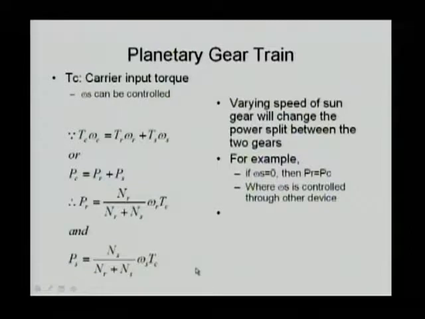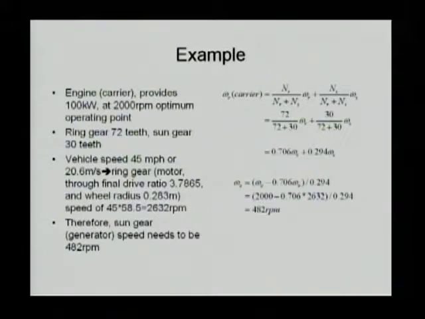So sun gear power plus ring gear power is equal to carrier power when we neglect the losses, because power is equal to omega times T in a mechanical system. T is torque, omega is speed. Therefore, we can right away identify that the ring gear torque is proportional to carrier torque, and sun gear torque is also proportional to carrier torque.